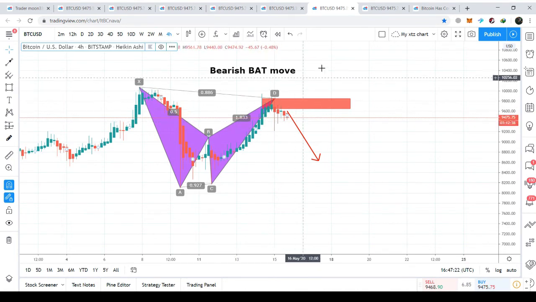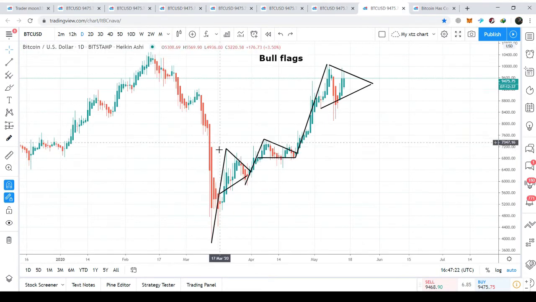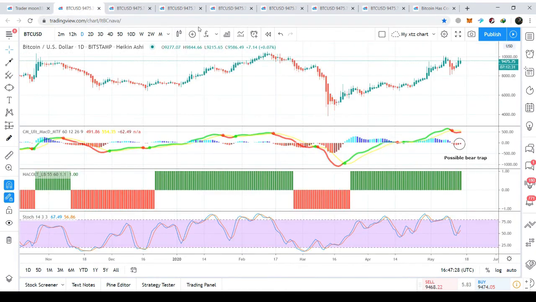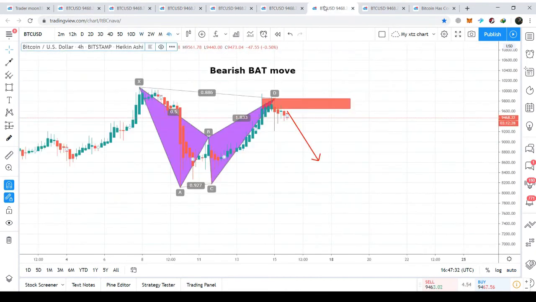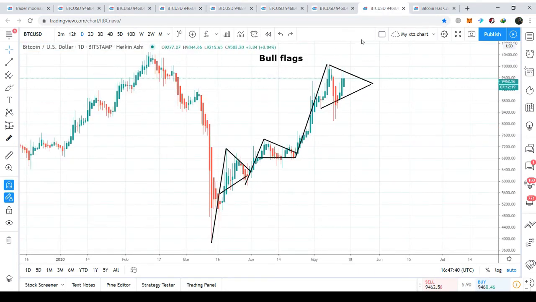Now, if we move back to the daily chart again, then we can expect another bull flag formation if it is not a bear trap and it is not a true valid Bat pattern, even though the formation of the Bat pattern is valid. But in case of failure of this pattern, we can expect another bull flag formation on the daily chart, because this is the first, second, and third bull flag.